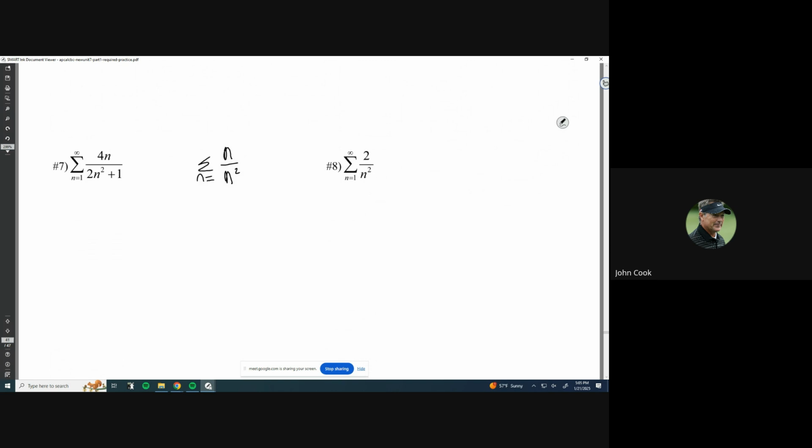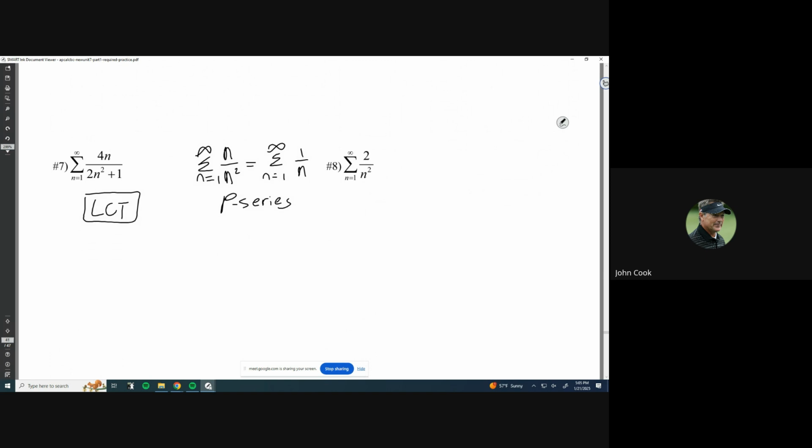And so I'm going to use a comparison on this because if I simplify this a little bit more, watch what it turns into. N over n squared is really 1 over n. That's p series. So I'm going to use limit comparison test for this one, and I'm going to compare it with a p series.